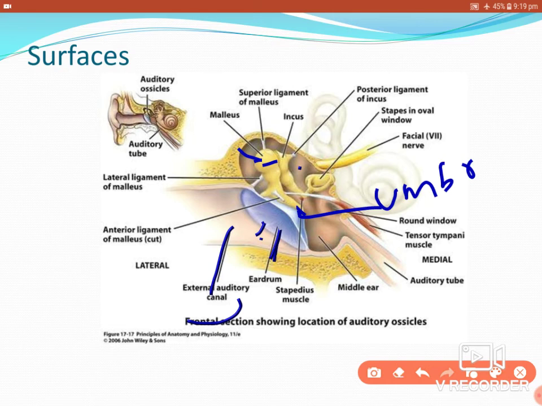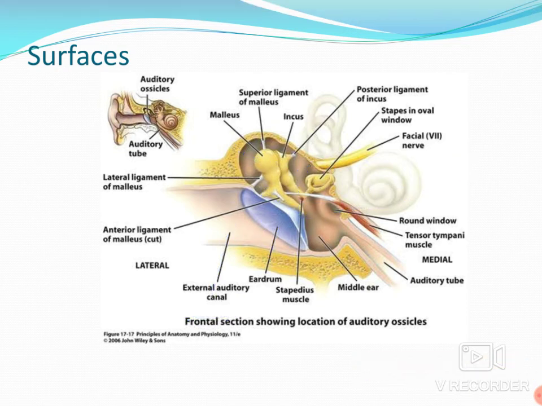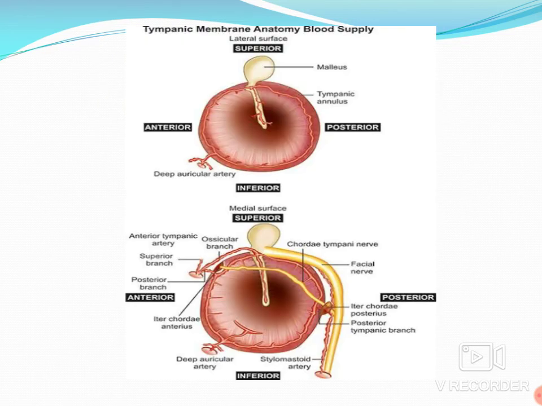You can see this is the handle of the malleus, and this is the lateral process of the malleus. Then here is one muscle, the attachment of the tensor tympani, which pulls the tympanic membrane towards the middle ear. Yes, that's about the features of the tympanic membrane.